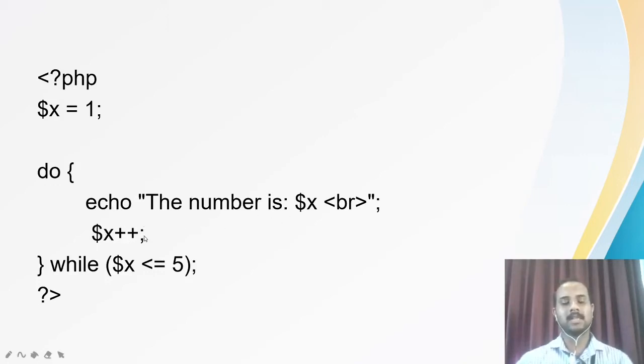x++, that is incrementing. So 5 will become 6. Now let us check the condition. Is 6 lesser than 5? No. Is 6 equal to 5? No. So it is false, so it will be coming out.